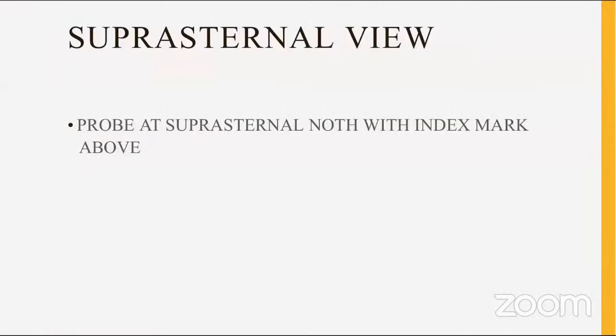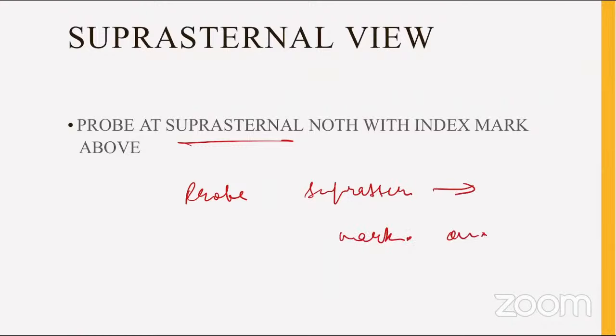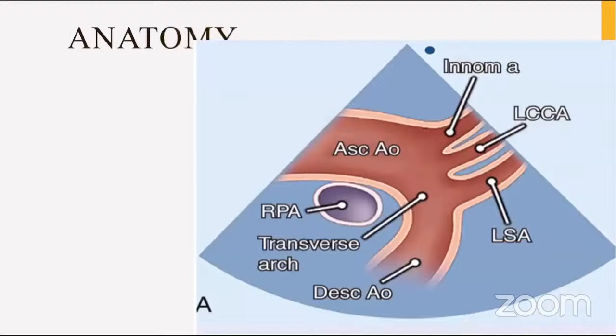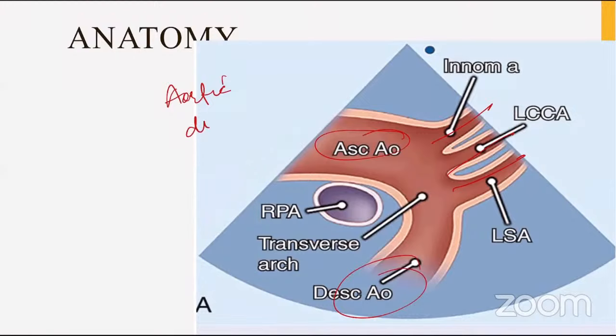Now we have this suprasternal view in which the probe is placed at suprasternal notch with the index mark towards the head. So in this view, the anatomical structures would be seen like this. We have this ascending aorta, the branches of arch of aorta, and then we have this descending aorta. Okay, so this view is used to look for aortic dissection and for vascular abnormalities.